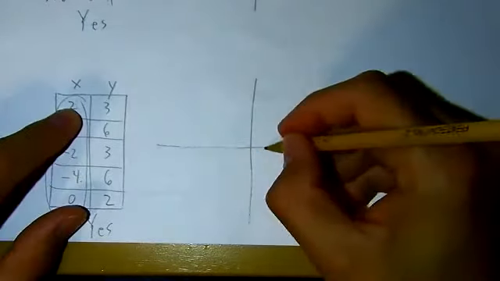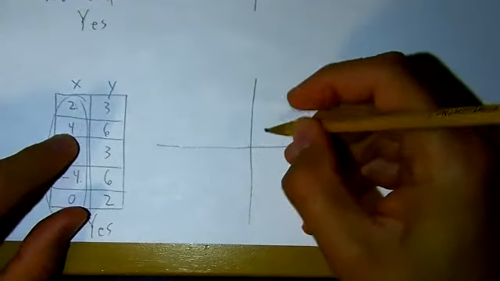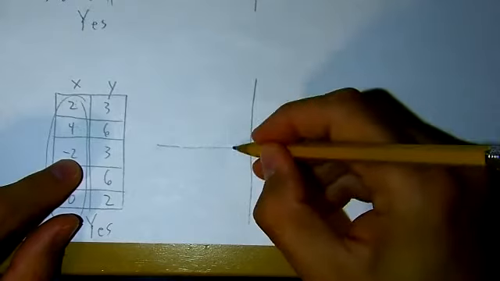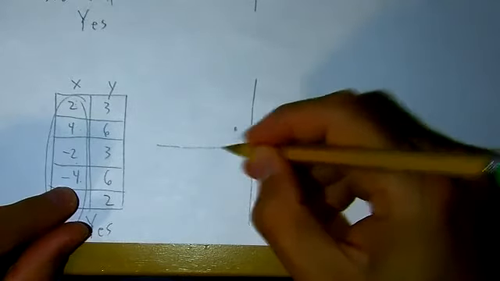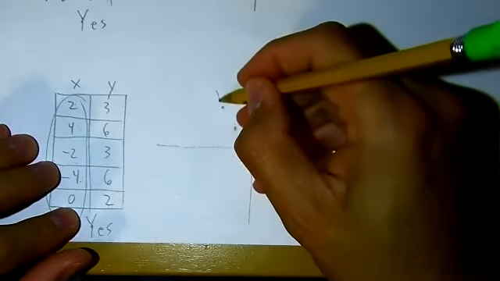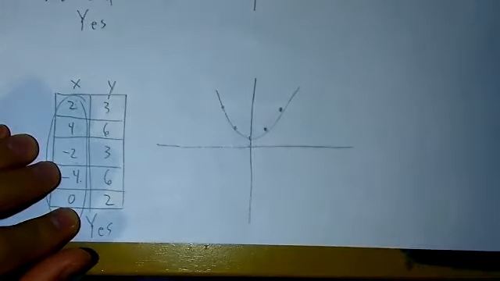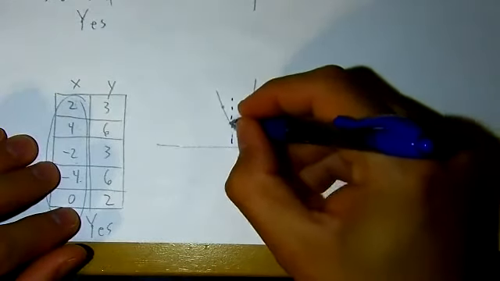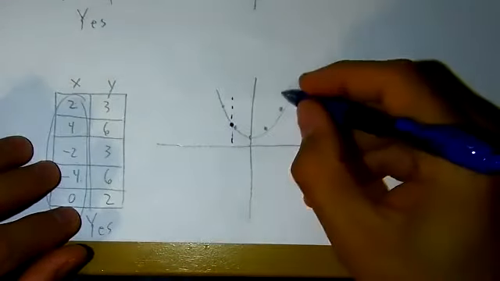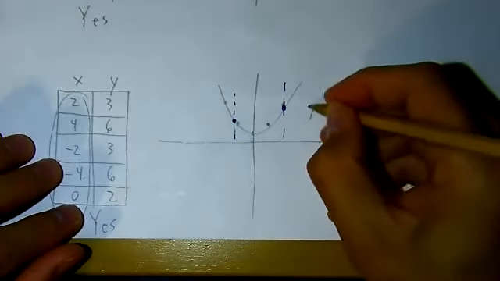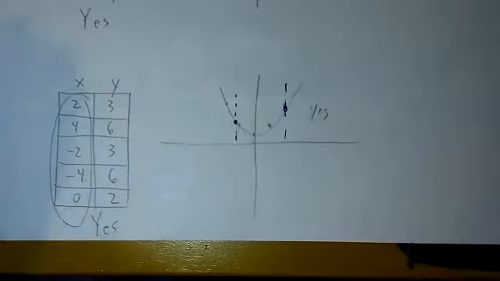So 2, 3 starts out the same as the other one. 4, 6. -2 goes this way, 3. -4, 6, and 0, 2. So you draw something like that. You saw earlier, no matter where you draw your vertical line, you're only going to cross one time. So that's what makes that a yes. So those match up.